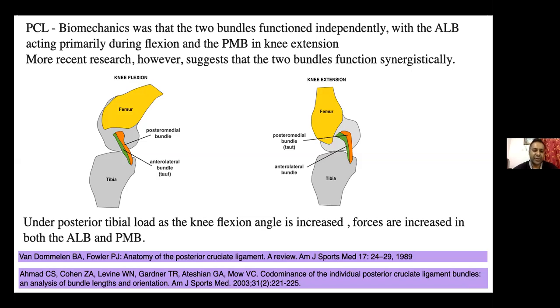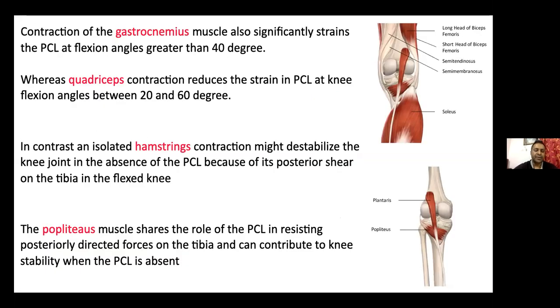In this diagram, we can see that when the knee is flexed, the anterolateral bundle is taut and the posteromedial bundle is lax. Whereas in knee extension, the posteromedial bundle is tight and the anterolateral bundle is lax. Under posterior tibial load, as the knee flexion angle increases, forces also increase in both the anterolateral and posteromedial bundles. The secondary stabilizers, like the gastrocnemius, quadriceps, hamstrings, and popliteus muscles, also have some role in the biomechanics of the PCL in the knee.